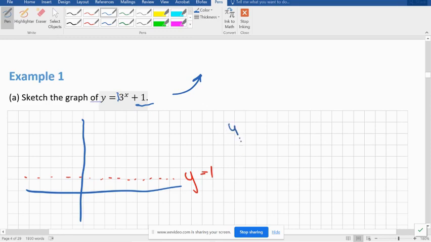So if we just want to find the y-intercept, that's the only other key feature we really need. That's when x = 0. Okay, we would have y = 3 to the 0 plus 1.